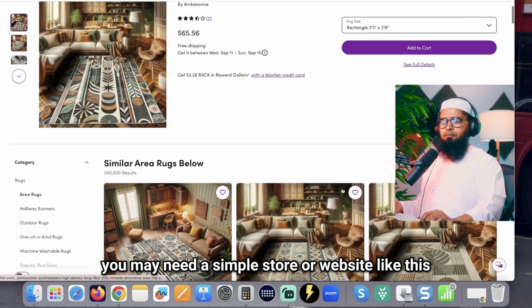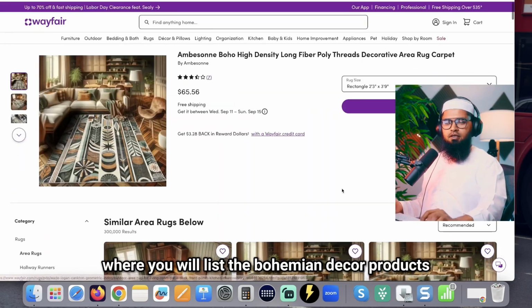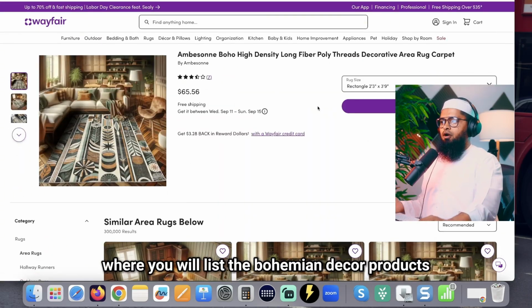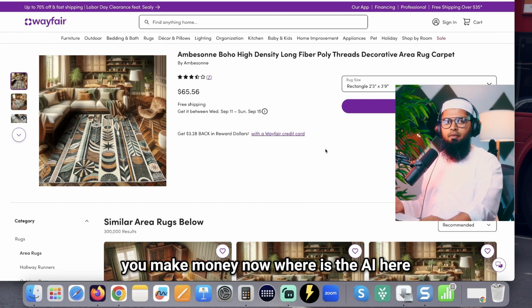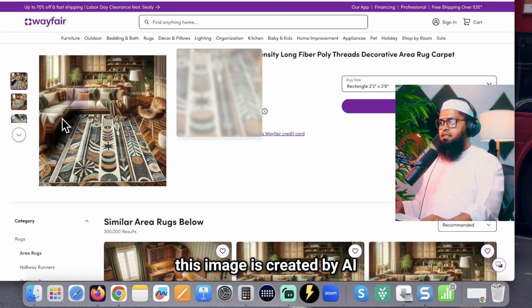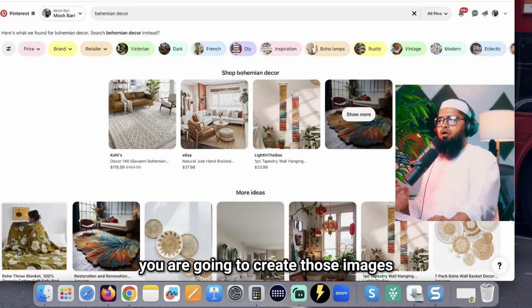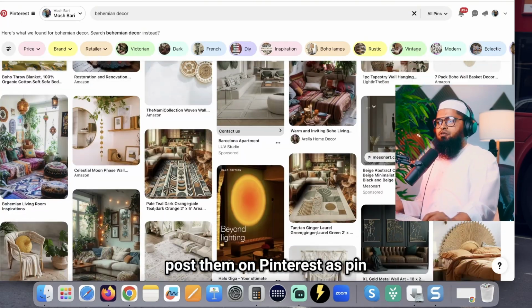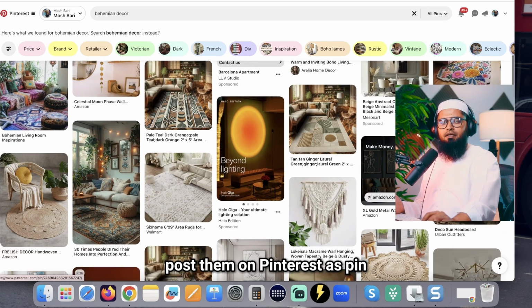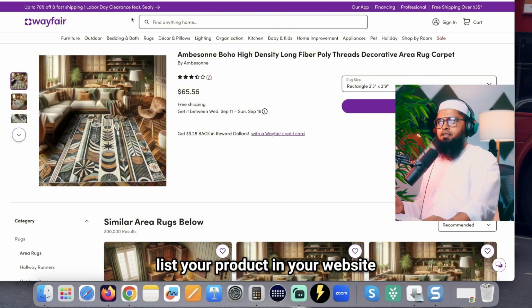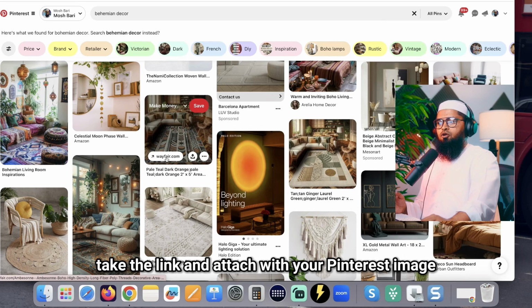You may need a simple store or website like this where you will list the bohemian decor products, and when people buy from you, you make money. Now, where is the AI here? This image is created by AI. Clearly, all these images are created by AI. You are going to create those images, post them on Pinterest as pins, list your product in your website, take the link and attach it with your Pinterest image.